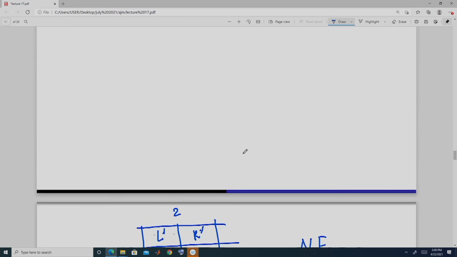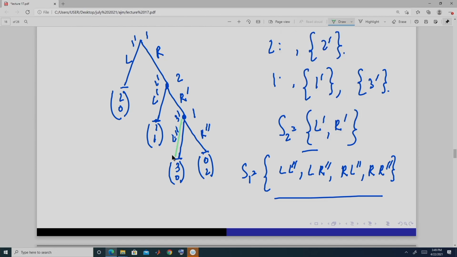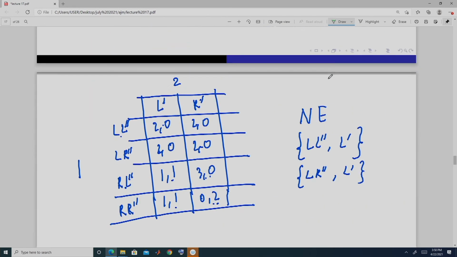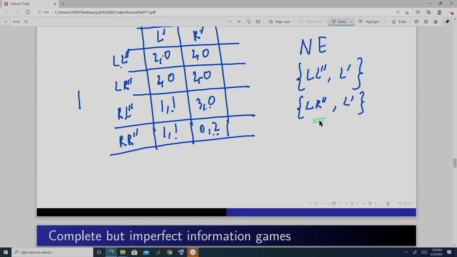So, in this A, if we plug in this value here, it is 3, 0. So, player 2 is going to choose here, it is 1, 1. So, player 1 is, so these are, we have already shown the subgame Nash equilibrium of each subgame. So, here it is going to choose L double dash, not L R double dash. So, that is why this is not a Nash equilibrium, this is a Nash equilibrium. This is a Nash equilibrium, but this is not a subgame perfect Nash equilibrium.